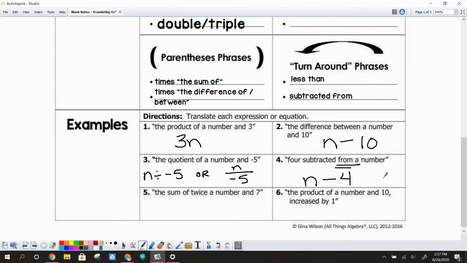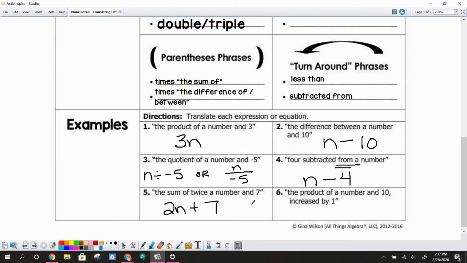For number 5, it says the sum of twice a number and 7. So I've got to do the twice a number part, and then do the sum of both that part and 7. So twice a number would be 2 times a number. Sum means I'm adding, and then I'm going to add the 7.